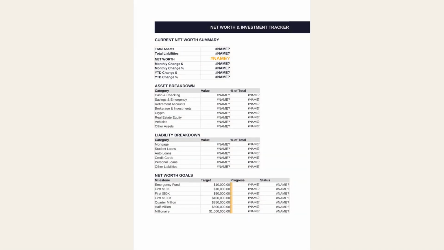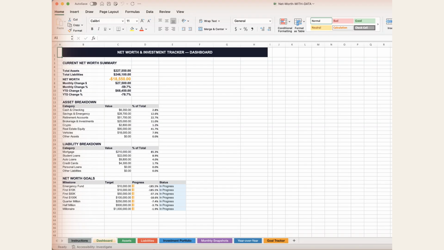This is your financial snapshot. It shows your total net worth right at the top, which is your assets minus your liabilities. Everything feeds in automatically from the other tabs, so as you update your numbers, the dashboard refreshes on its own. You'll see a breakdown by category, your total debt, and how your net worth has been trending over time.